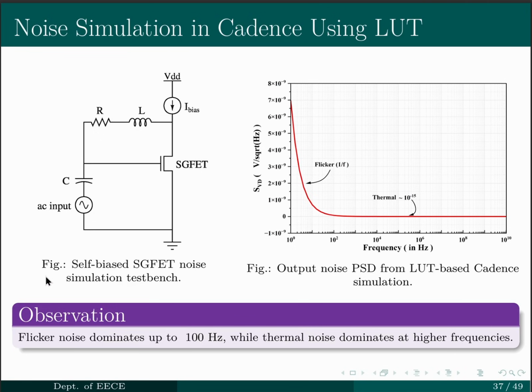For the noise behavior in Cadence using the LUT, it shows that flicker noise dominates till nearly 100 hertz, and beyond that the thermal noise dominates.